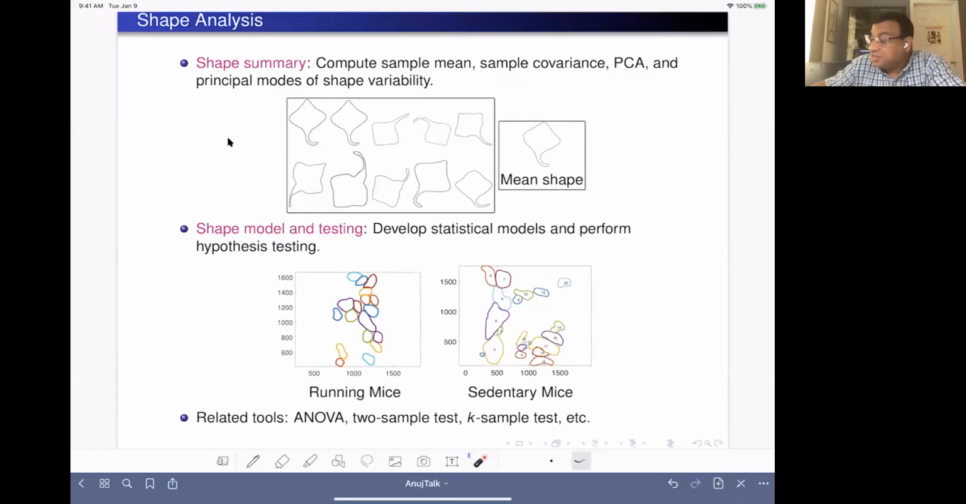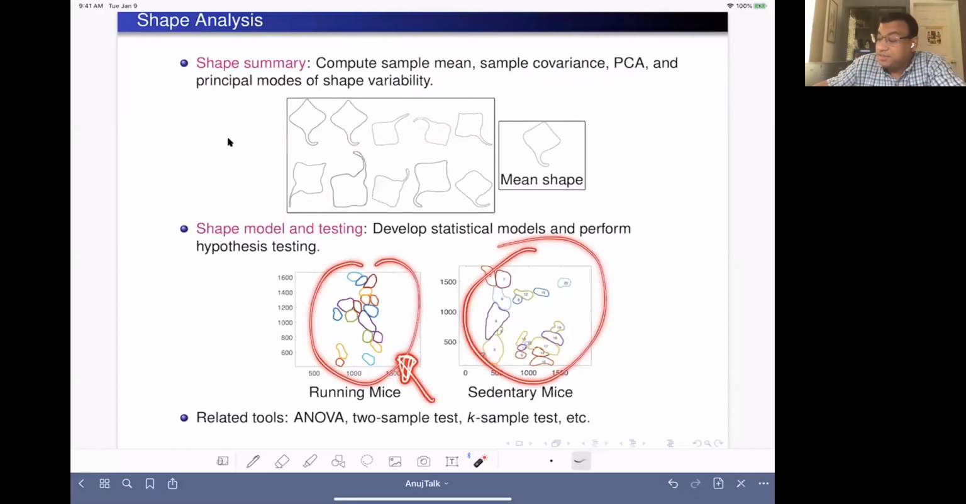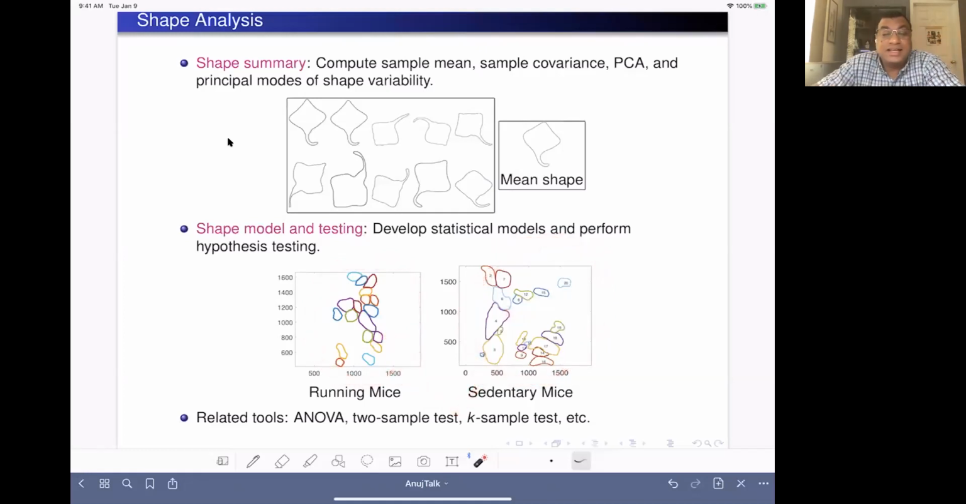Here is another interesting problem where I'm given two sets of shapes. One set represents samples from one population, another set represents samples from another population. And I want to do a two-sample test. I want to say, are these statistically significant or are they different shapes? I may want to do things like ANOVA and K-sample tests. So I want to do a full statistical analysis, but with shape data. And that's what shape analysis should provide.